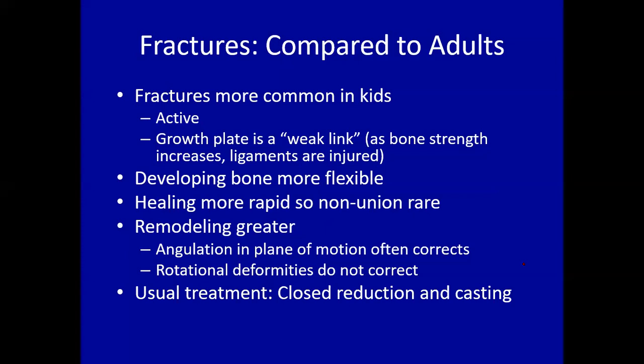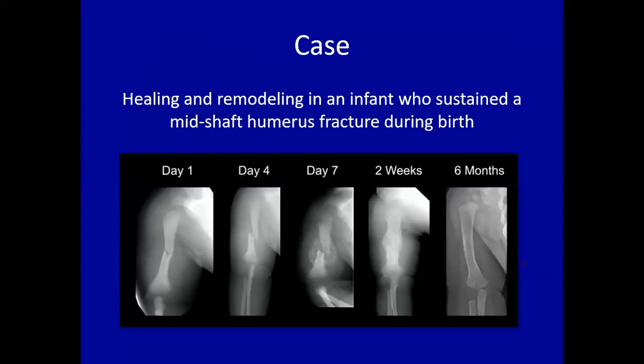So fractures compared to adults, fractures are more common in kids. Kids are very active. They also have this weak link at the growth plate area. Developing bone is more flexible, but their healing time is more rapid. And they have a less likelihood for non-union. Most of them aren't smokers. And remodeling is greater. Treatment usually is closed reduction and casting.